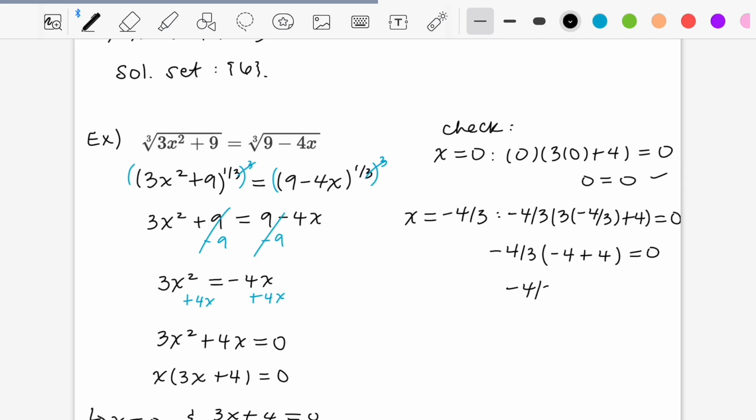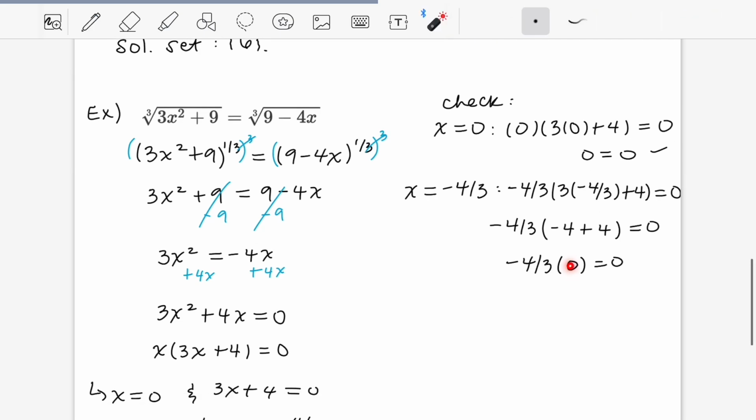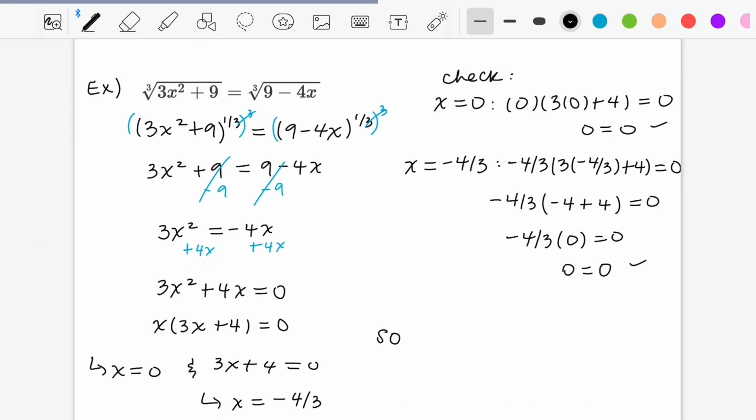This is going to be negative 4/3 times 0, and this will be equal to 0 because anything times 0 is 0. So that guy works, and so our solution set will be both of these guys, 0 and negative 4/3.